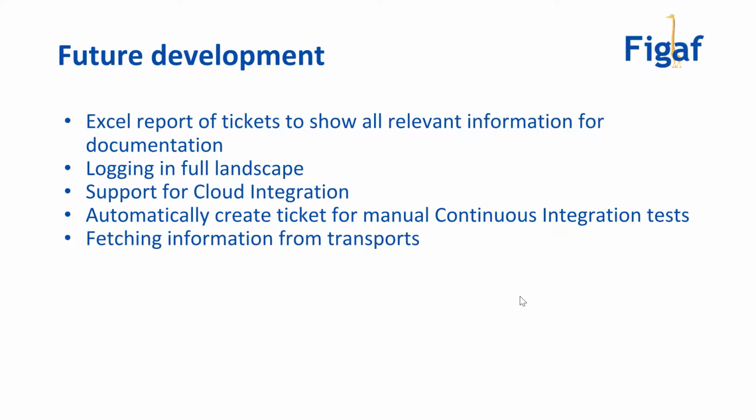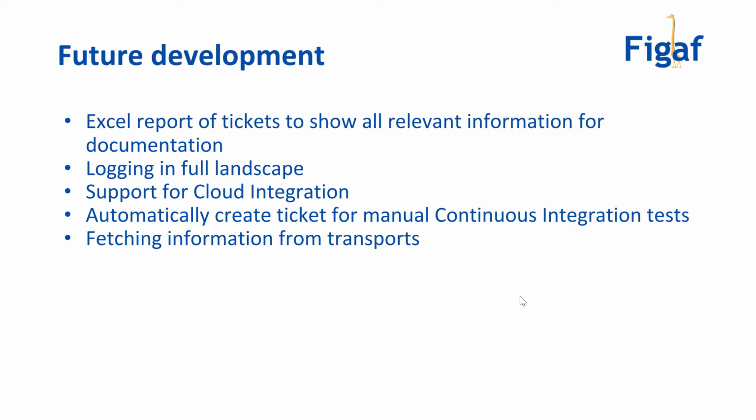Some of the future things we'll be working on is obviously this Excel report. We want to do logging in your full landscape. So once you have assigned a message mapping in your development system and transported this to QA, we want to do the same validation in QA, assign the same objects to the ticket in QA, and run the test again. Then we want to support cloud integration. Right now we can do testing of cloud integration, but we need to fetch the metadata of messages also and allow you to validate it in the same way.